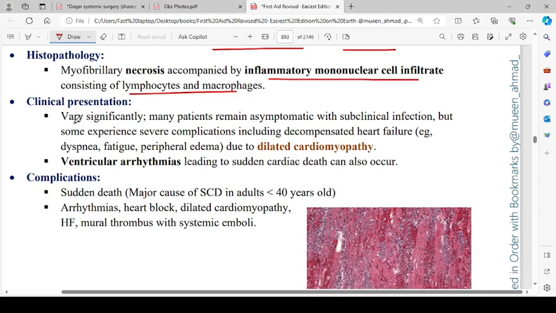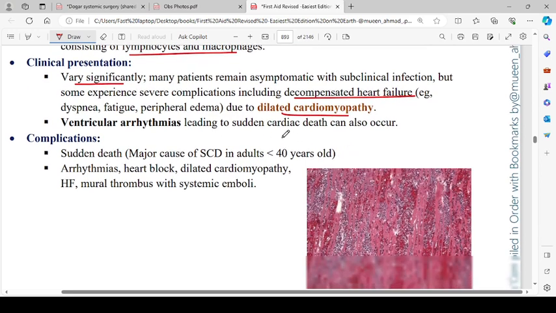Clinical presentation varies significantly. Many patients may remain asymptomatic with subclinical infection, but some experience severe complications including decompensated heart failure like dyspnea, fatigue, peripheral edema due to the dilated cardiomyopathy. Ventricular arrhythmias leading to sudden cardiac death can also occur.